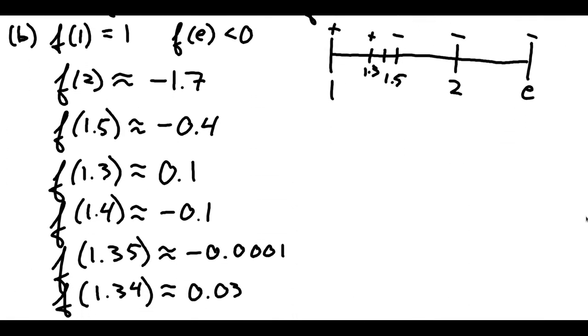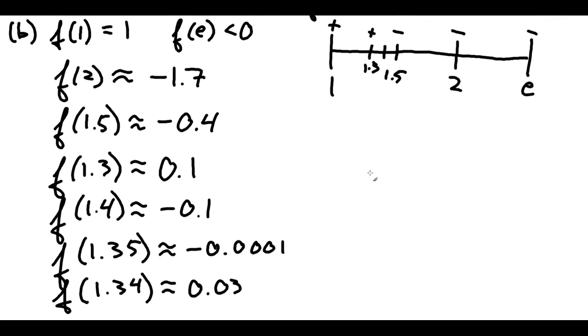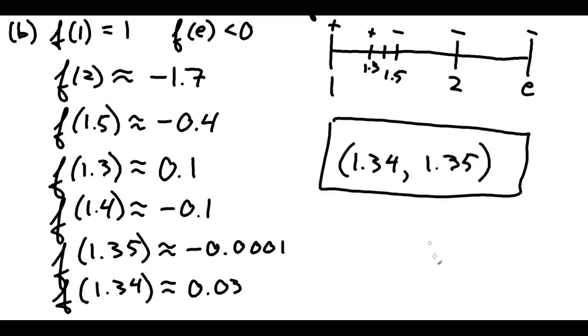So that tells us that one such interval, and the simplest one that doesn't require any more places than necessary, the interval from 1.34 to 1.35 would be an interval that satisfies this condition. Okay. And if we wanted more precision, of course, we could take this to further decimal places, right?